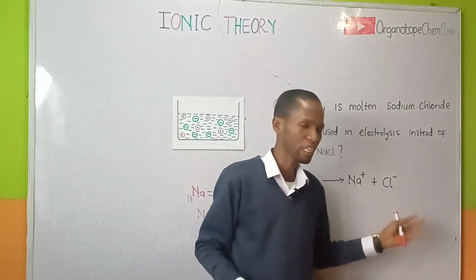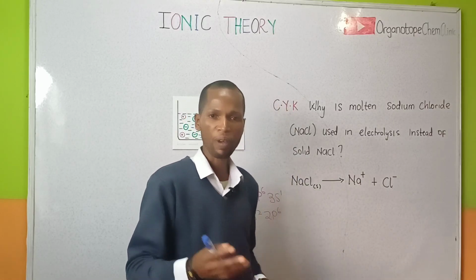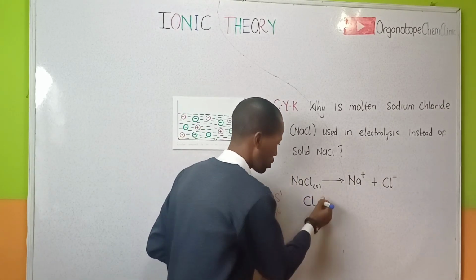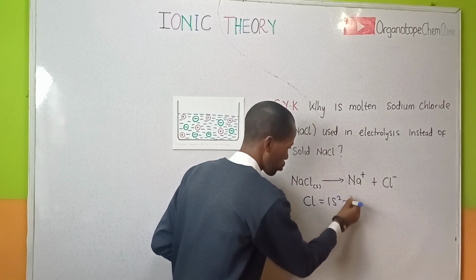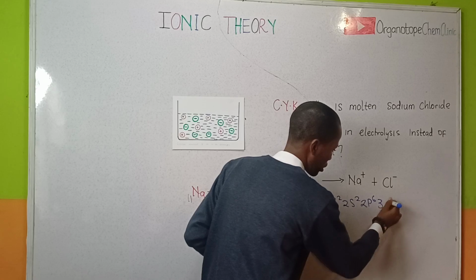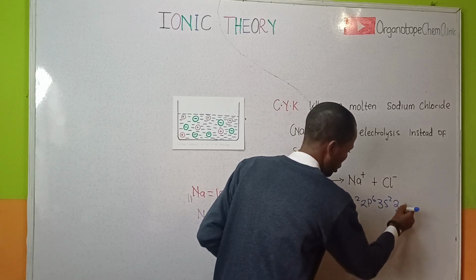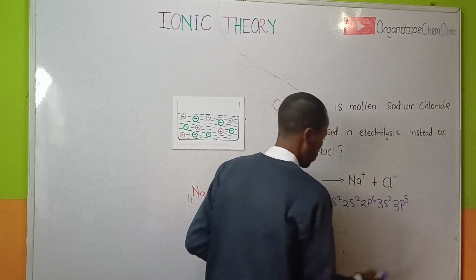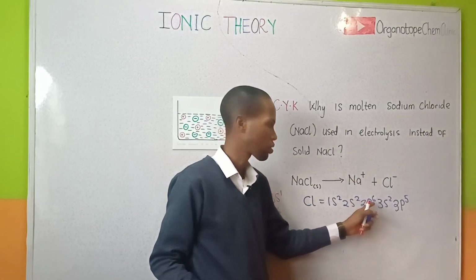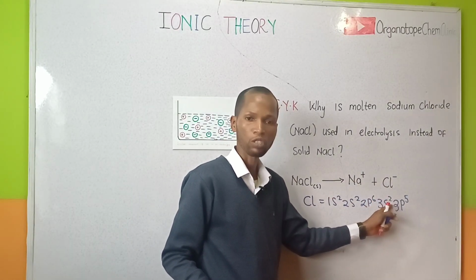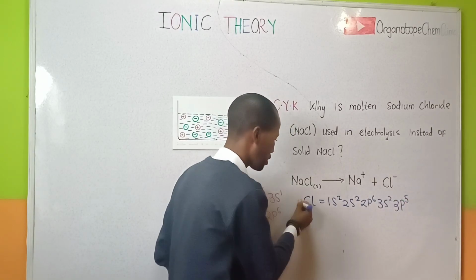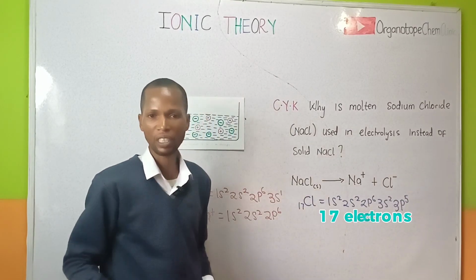Now, can we consider the electronic configuration of the chloride? The parent atom has the electronic configuration 1s2, 2s2, 2p6, 3s2, 3p5. And we check it. We have 2 plus 2, that's 4, plus 6, 10, plus 2, 12, plus 5, 17. So the parent atom has 17 electrons.